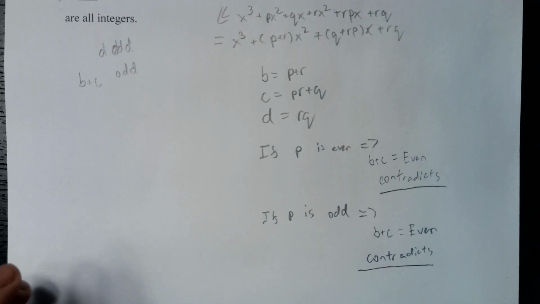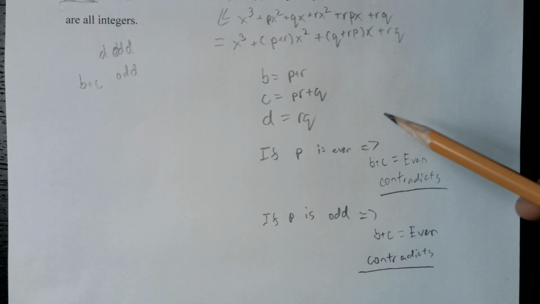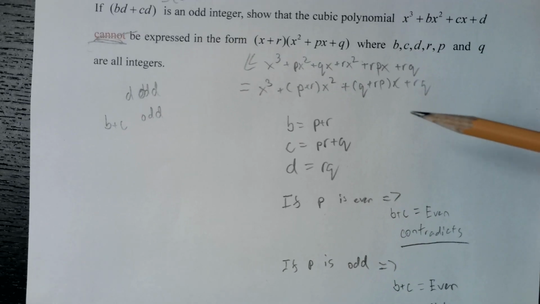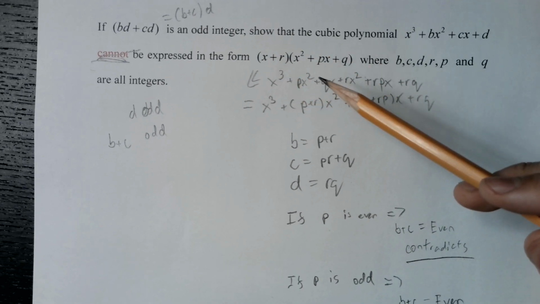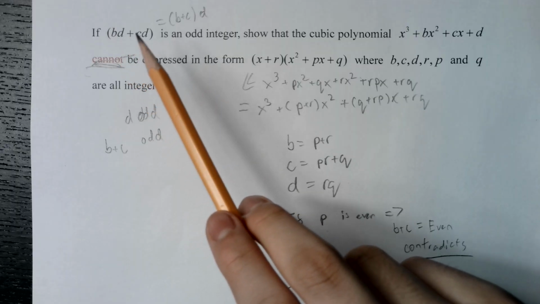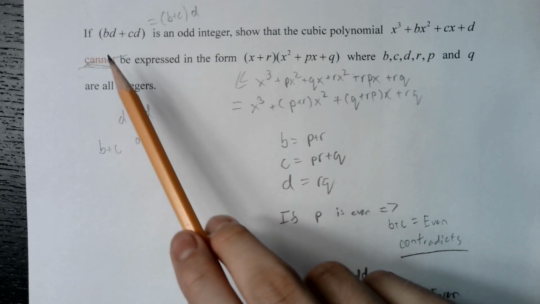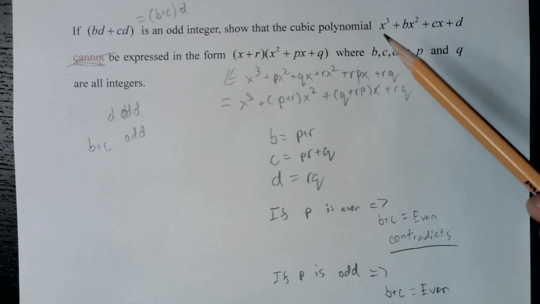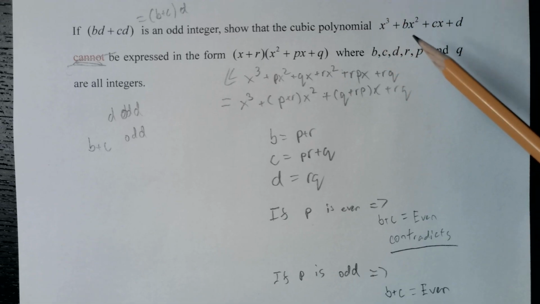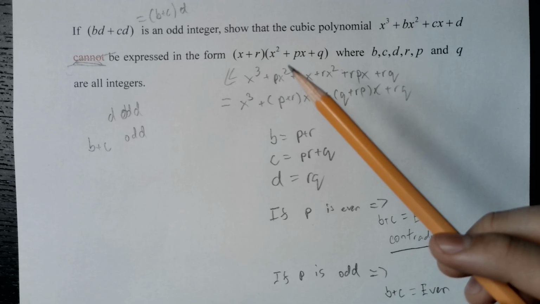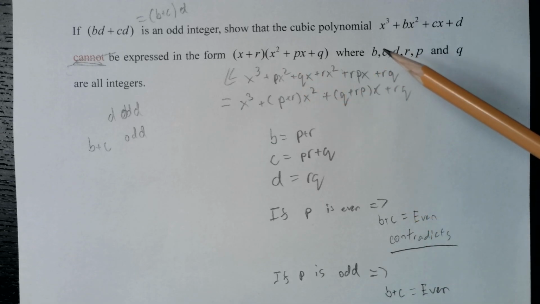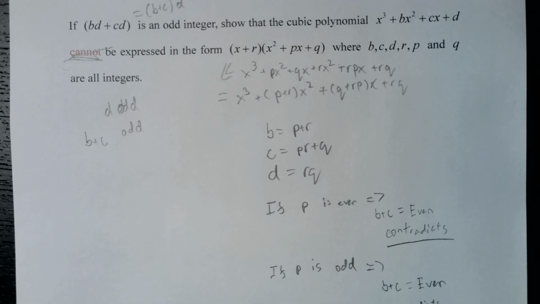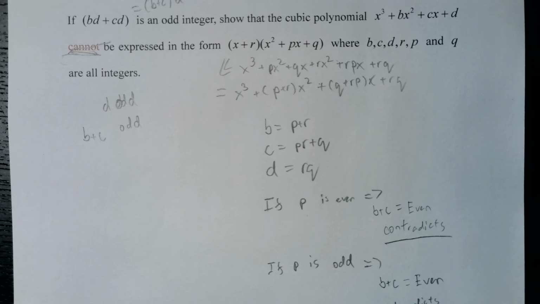This means that no matter what, whether p is even or p is odd, in the two cases, it cannot be expressed in this form without contradicting this condition, which is why x^3 plus bx^2 plus cx plus d cannot be expressed in the form (x + r)(x^2 + px + q), where b, c, d, r, p, and q are all integers.